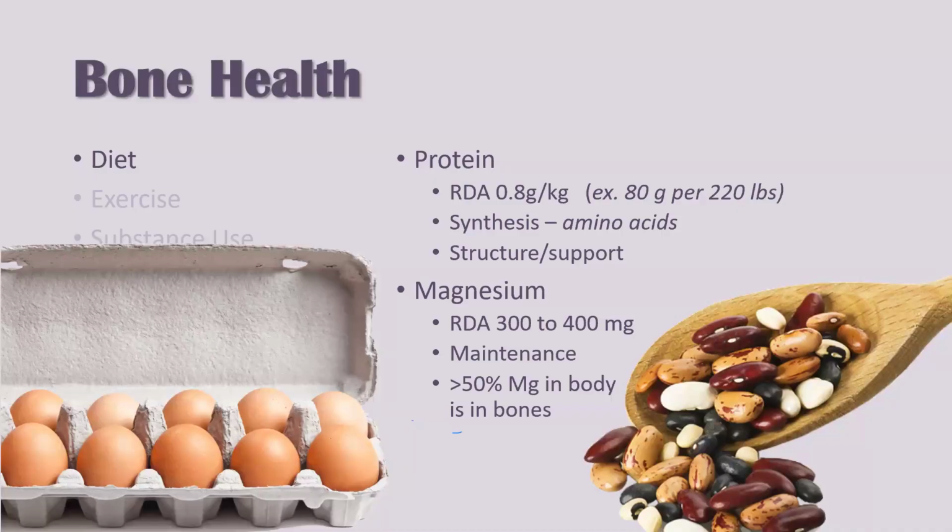Magnesium is necessary for bone formation and mineralization. So it's one of the other minerals that goes into the bone. It activates vitamin D, which in turn increases calcium absorption. It can also be used to slow down bone loss.